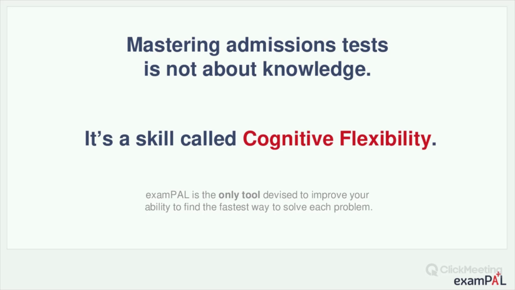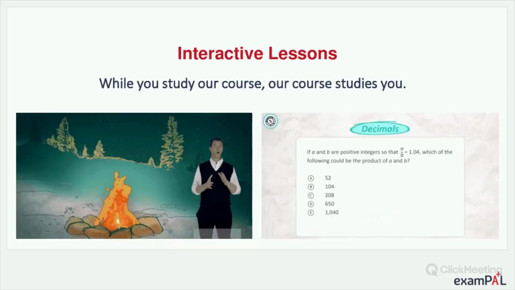Okay, this is why the GMAT has really harsh time constraints, and it's why we have to move from algebra to geometry to word problems very quickly. So at examPAL, what we try to do is not just provide you with all the knowledge you need for the test, but to train you to find the fastest way to solve each question. Now, how do we do that, you might be asking?